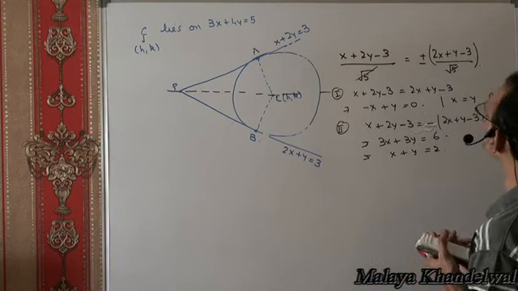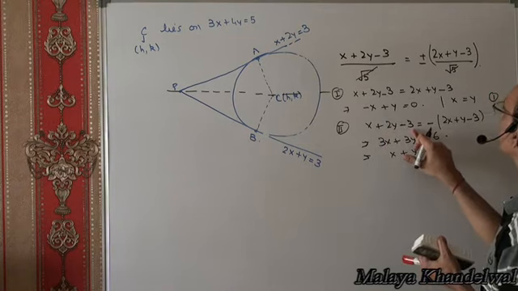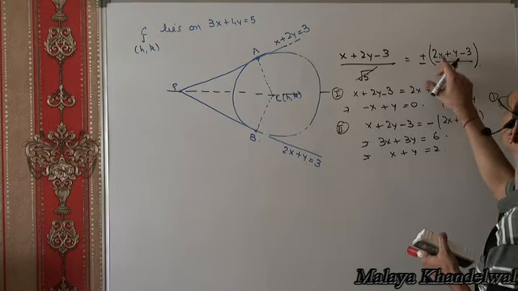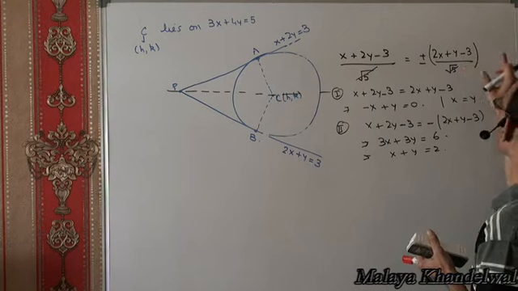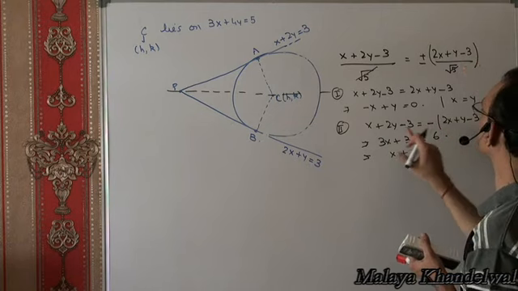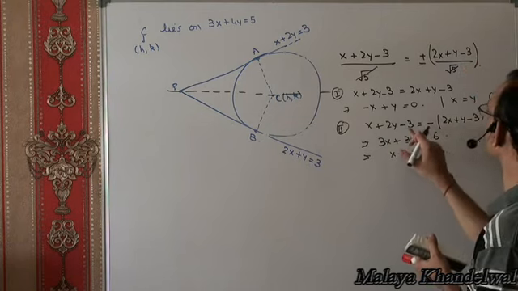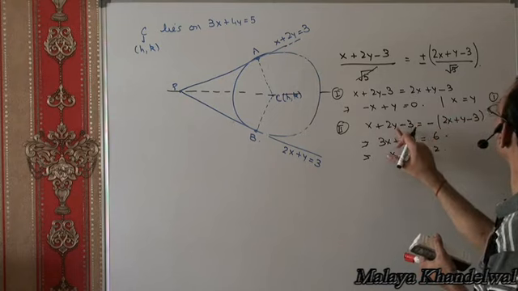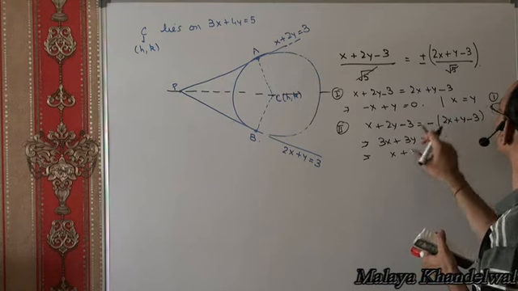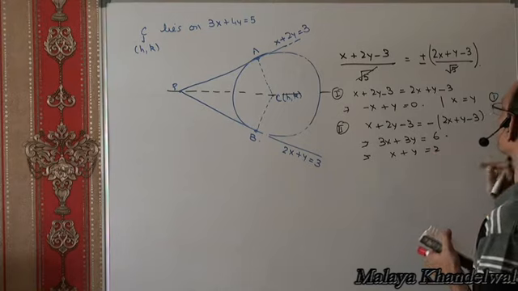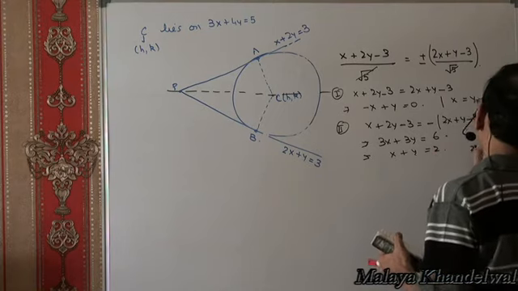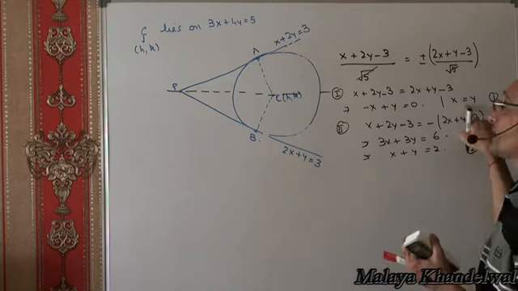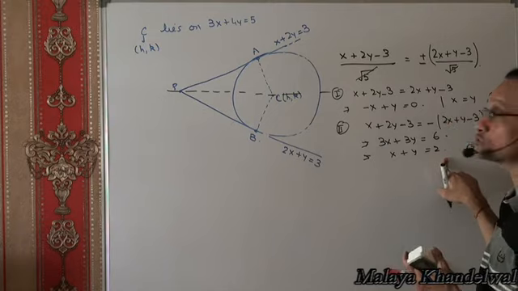Let's check the calculations once again. x + 2y - 3 = -(2x + y - 3). That gives me 2x + x, 3x, and 2y + y, 3y, and then 3 + 3, 6, or x + y = 2. Right? That's the second possibility of PC. So PC could lie on x = y or could lie on x + y = 2.